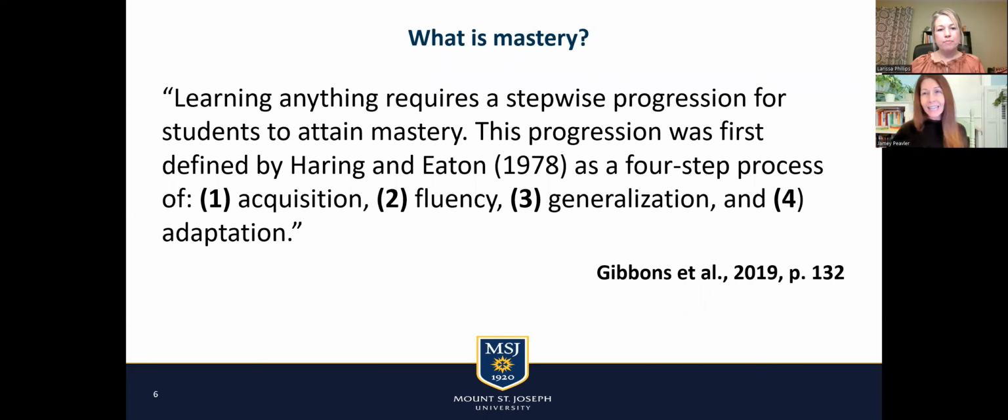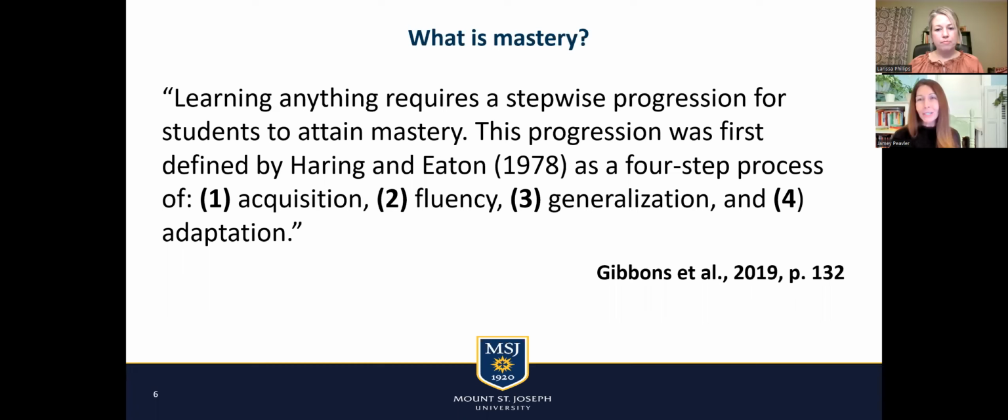So the thing that I feel like we need to start with first is really getting some common language around what is mastery. Because oftentimes when we think small group, we think, okay, we're going to put students in this intensive strategic intervention because they haven't mastered a skill. Well, what do we mean when we say mastery?